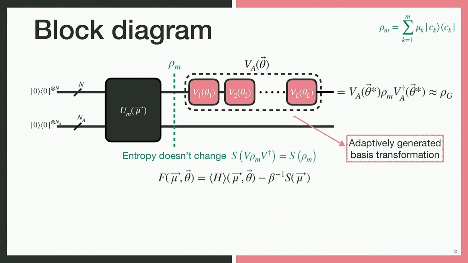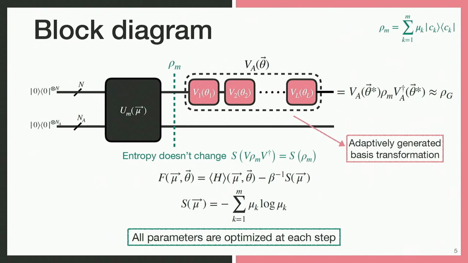So the energy part of the free energy depends on both sets of parameters, mu and theta. But the entropy itself depends on only the mu set of parameters and has no dependence on the theta set of parameters. And since rho_m is a diagonal density matrix in the computational basis, the von Neumann entropy is simply just the Shannon entropy. And you don't need a quantum computer to measure this, you can just simply write it down so there's no classical or quantum overhead.